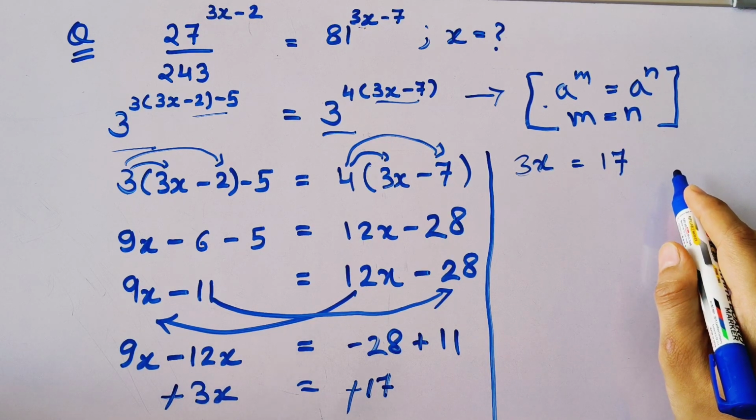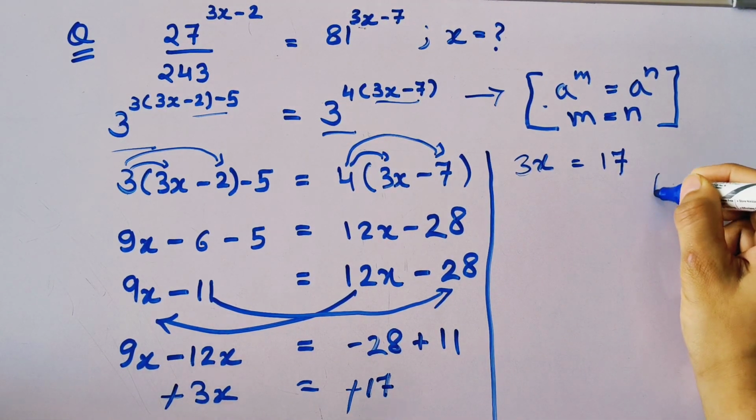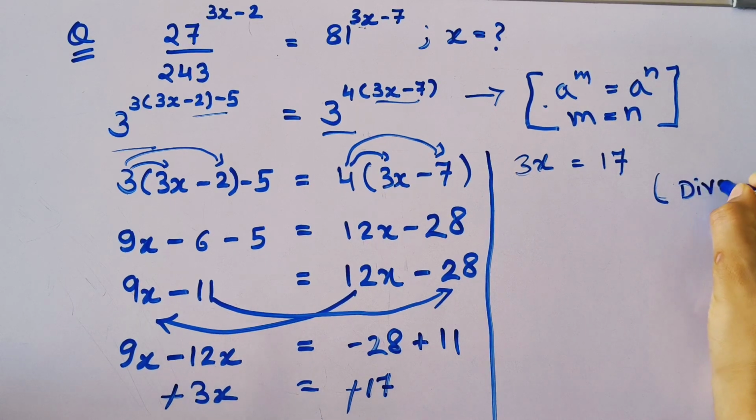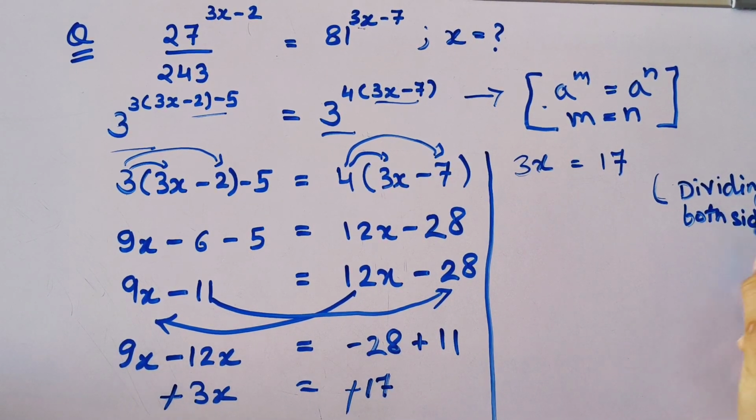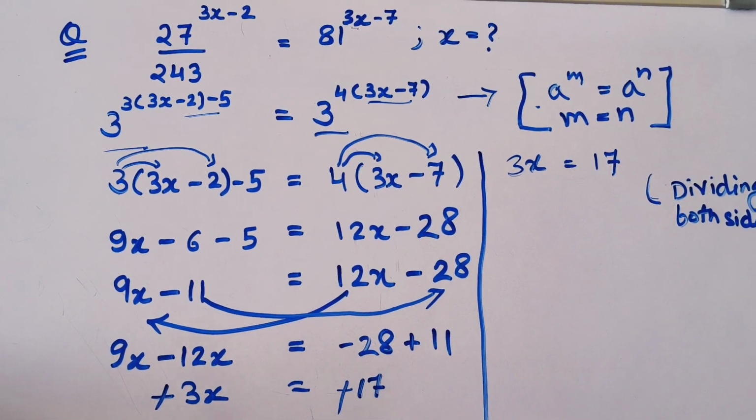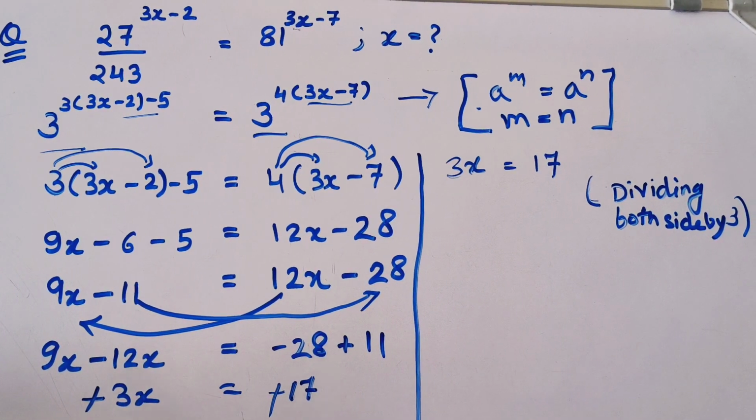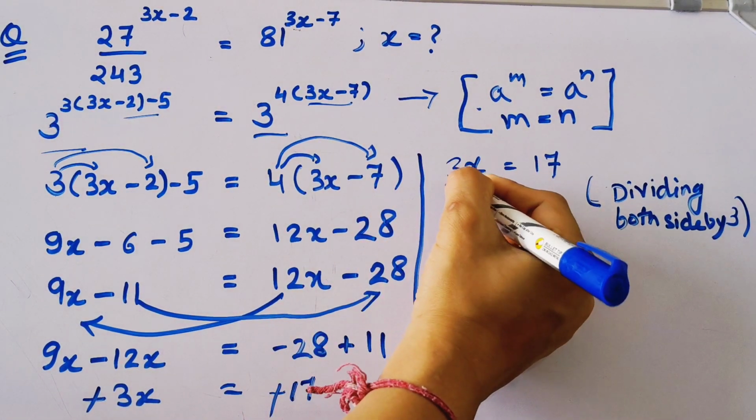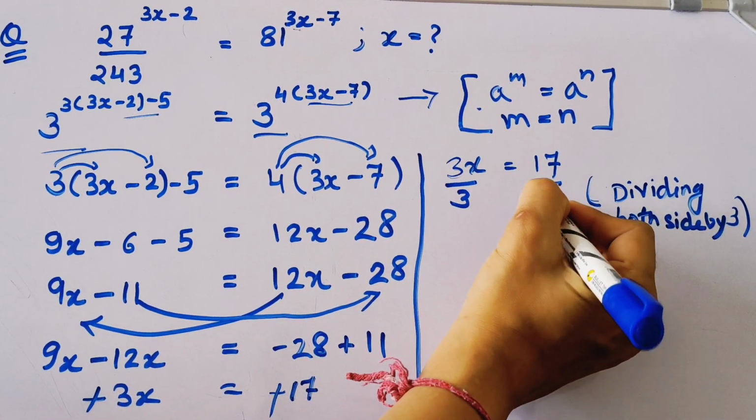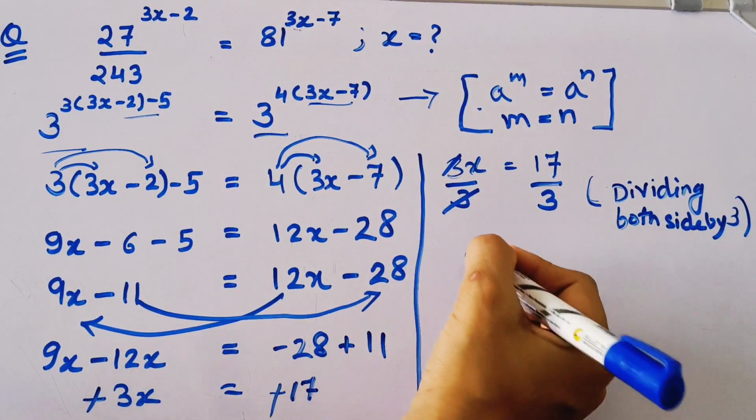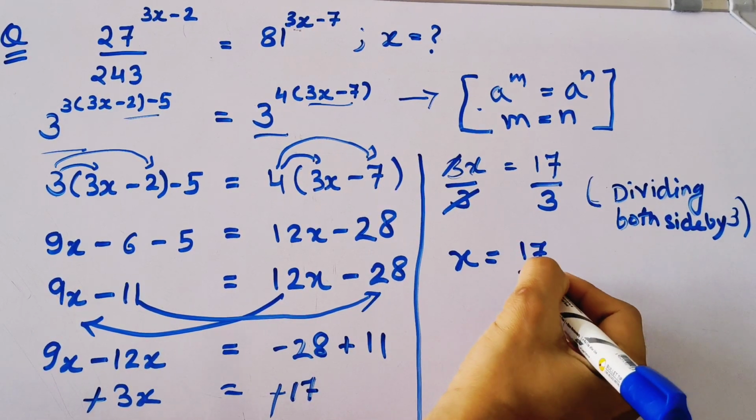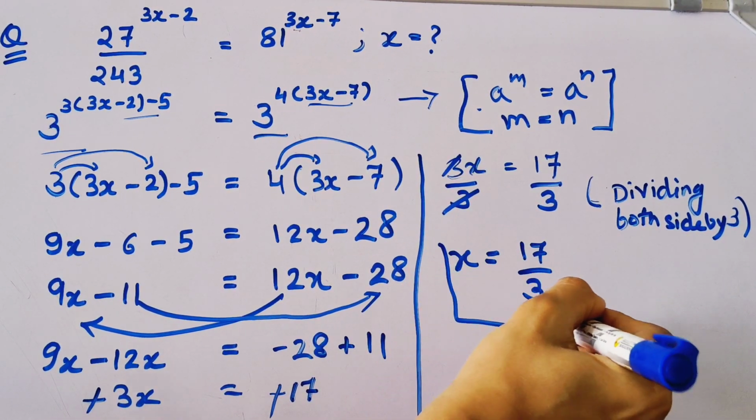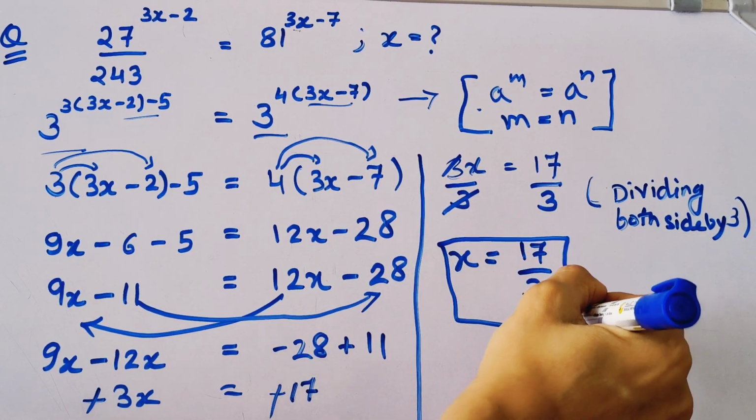Now we'll divide both sides by 3. Dividing both sides by 3, so we'll divide here and we'll divide here. So this 3 will cancel with this. So our value of x is 17 divided by 3, and this is our answer.